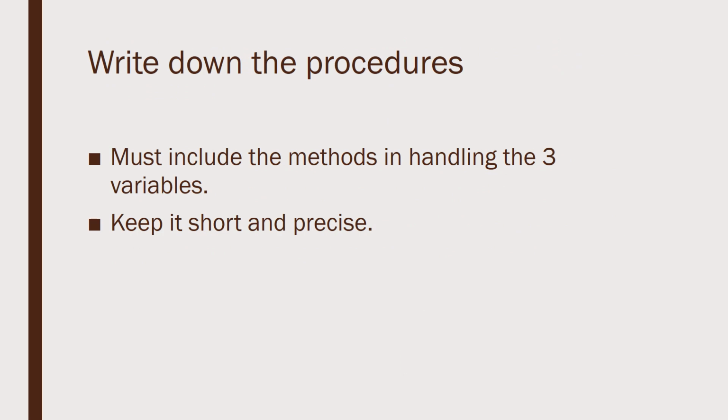Next, you need to write down the procedure of the experiment, which means how you're going to conduct the experiment. But when you're writing the procedure, you must include the method in handling the 3 variables and keep all the procedures short and precise. It is preferable you write 5 to 6 steps, not up to 10 to 20 steps. So only include the major procedures in handling the 3 variables.